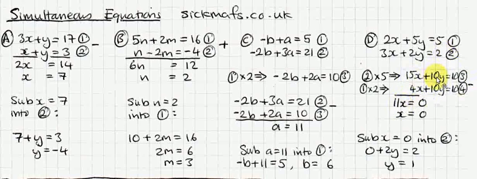So 11x equals 0, x equals 0. Therefore substitute x equals 0 into equation 2. So that's 3 times 0 plus 2y equals 2. So 0 plus 2y equals 2, therefore 2y is equal to 2, therefore y is equal to 1. And we are done.